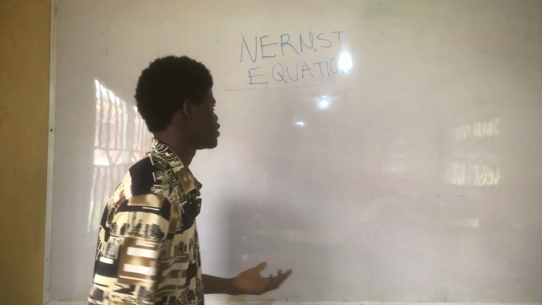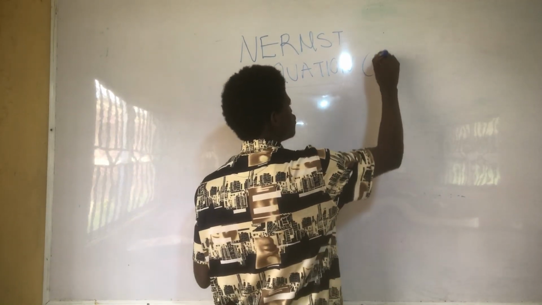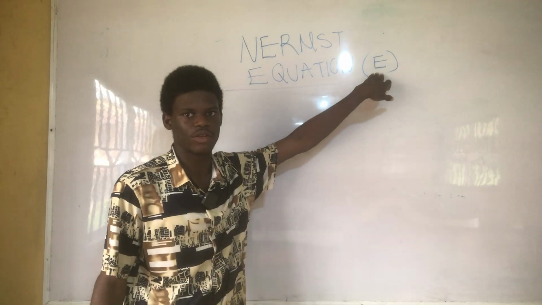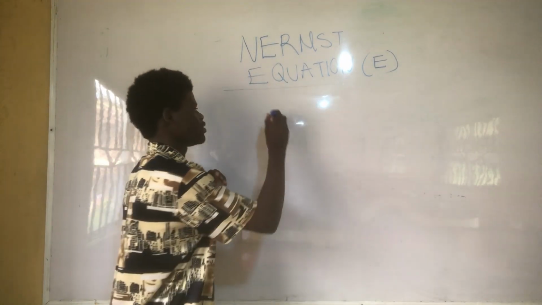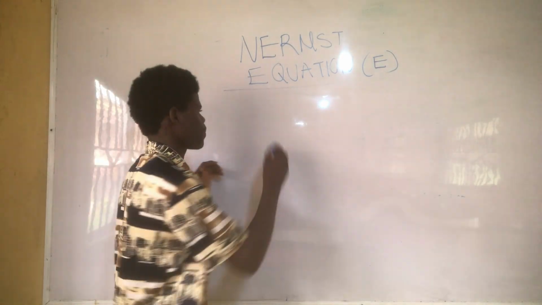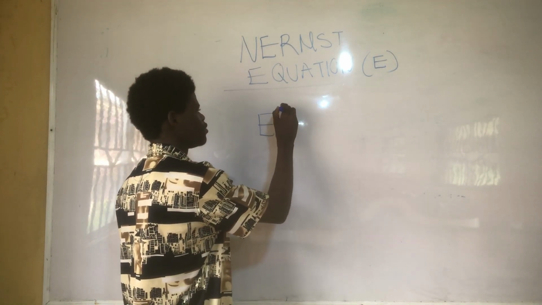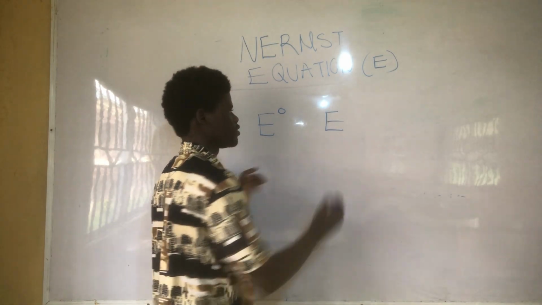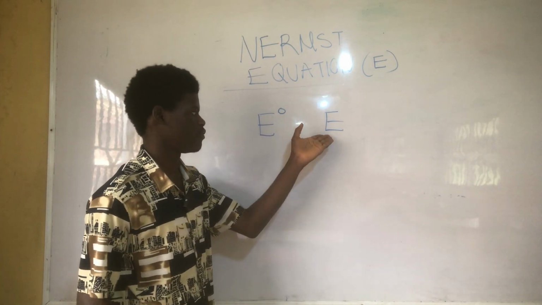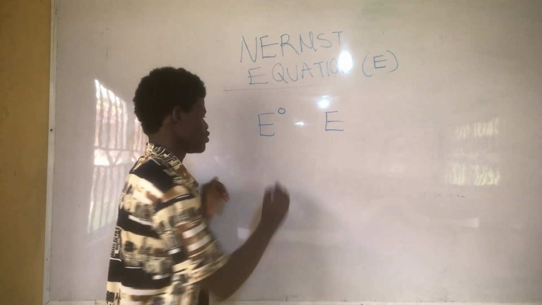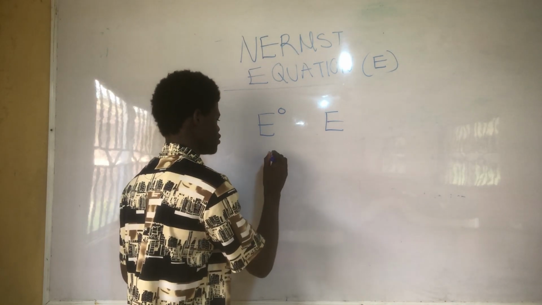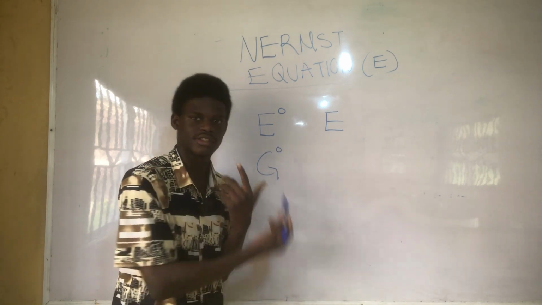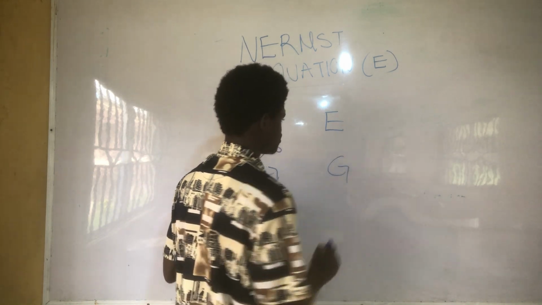The formula for finding the Nernst equation. Know that in the Nernst equation we're looking for the EMF, not the standard EMF, because there's a difference between standard and normal E. Standard EMF will have this zero on top, while normal EMF won't have anything. So this is EMF, this is standard EMF. This is also standard Gibbs free energy. Anything having the naught is standard, while this is normal G.